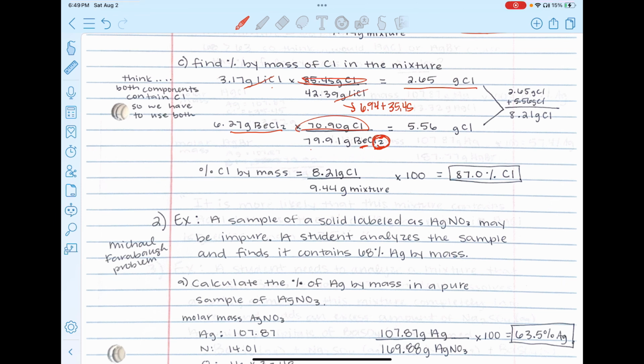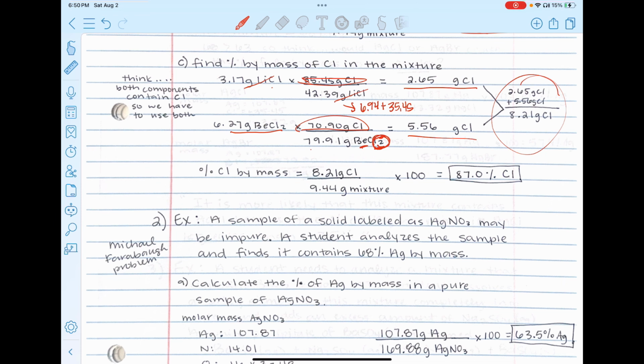6.27 in your calculator times 70.90, enter, divided by 79.91. You're going to get a value of 5.65 grams of chlorine. Add those 2 together, right? The sum of those gives us the total grams of chlorine in the mixture. So we arrive at a number of 8.21.